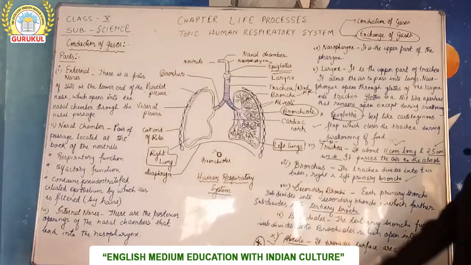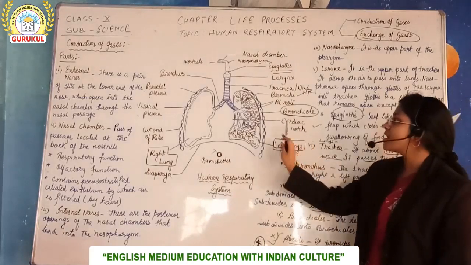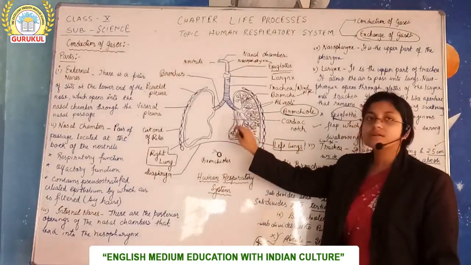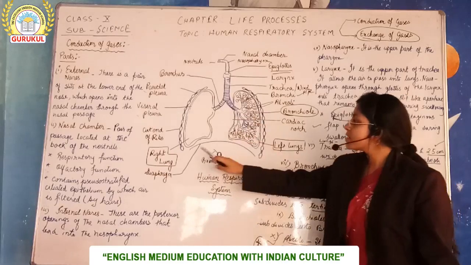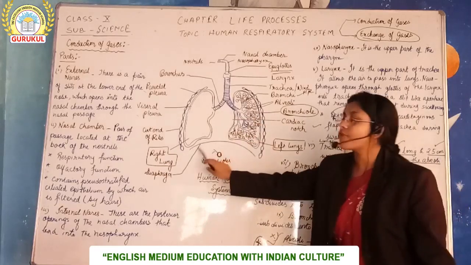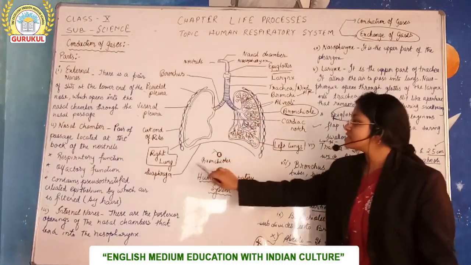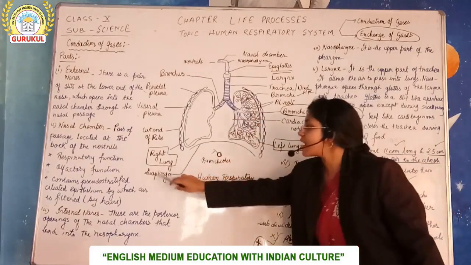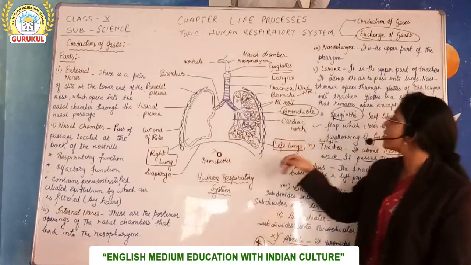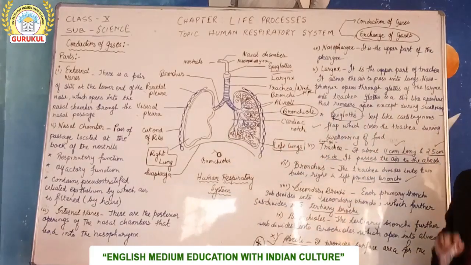Another important thing is this is the cardiac notch where the heart is placed, and below this is the diaphragm. It helps during breathing. We will discuss these two points about the diaphragm in our later topic, and this is all about today's class.